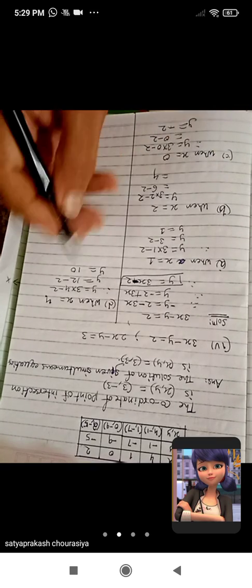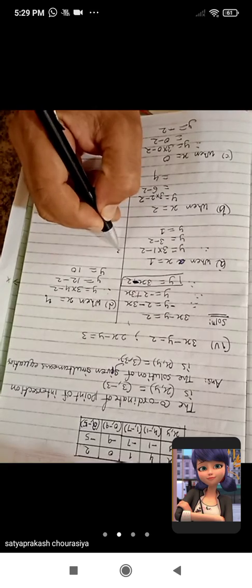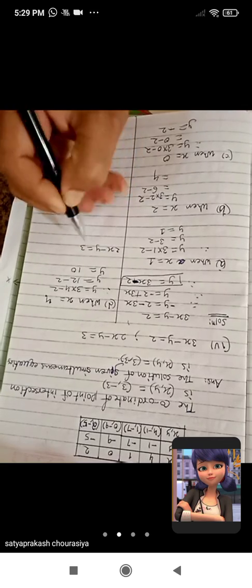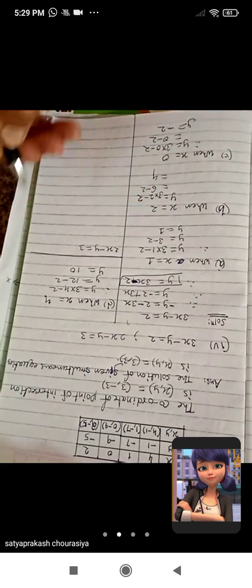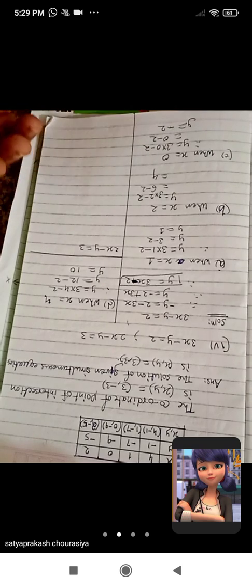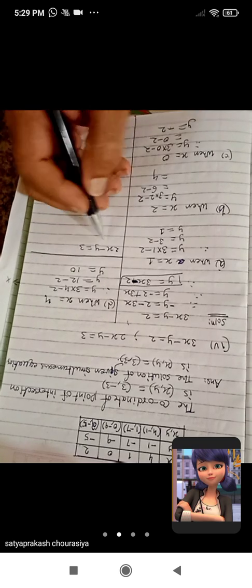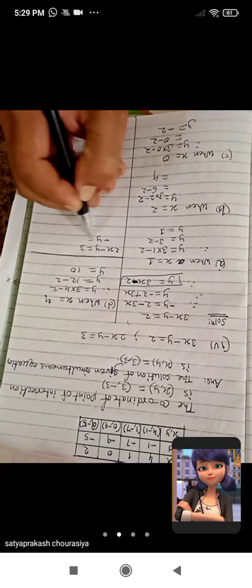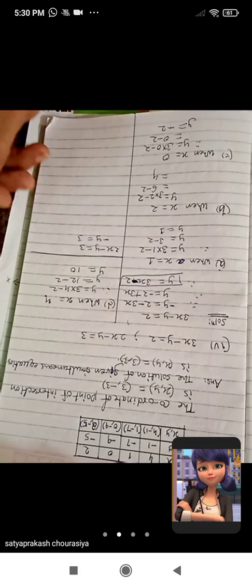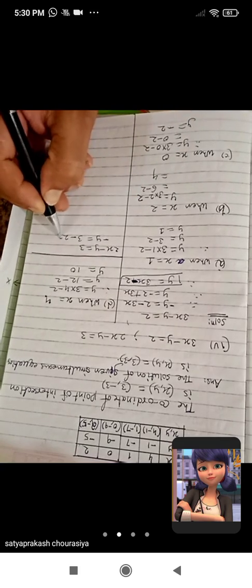Okay, now see the second equation. The second equation is 2x minus y is equal to 3. Now the first equation is completed. We have found the four different points. Now arrange it again. Minus y is equal to 3. Now bring this 2x to the right hand side. So this will become minus 2x.